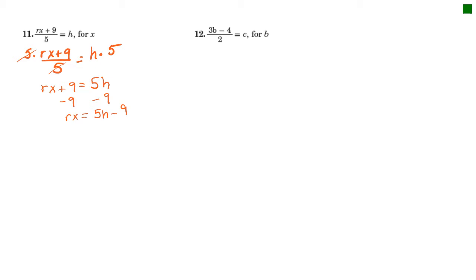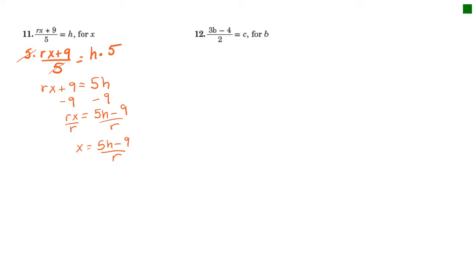And I'm solving for x, so I gotta get rid of r by dividing by it. So I get 5h minus 9 divided by r. So again, on my original question I had plus 9, so my answer has a minus 9. My original question had divide by 5, so my answer has a times 5. So that's one way you can check your work, is see that it has opposite operations from what you had before. All right, try number 12 on your own. Push pause, try it on your own, and then hit play and see if you got it right.